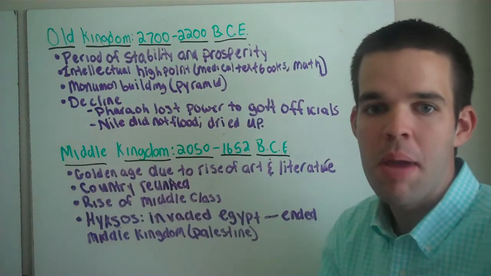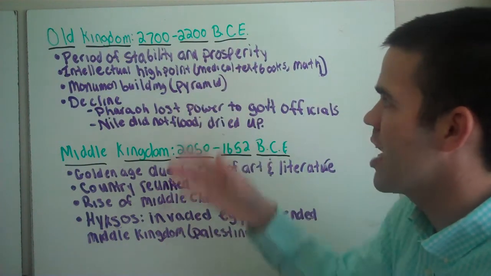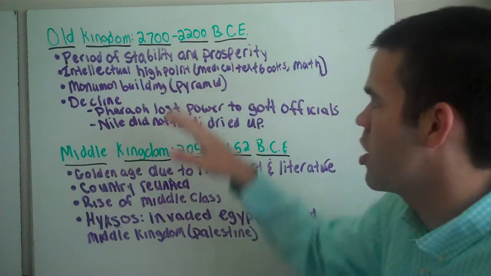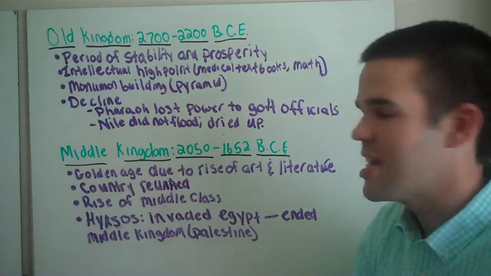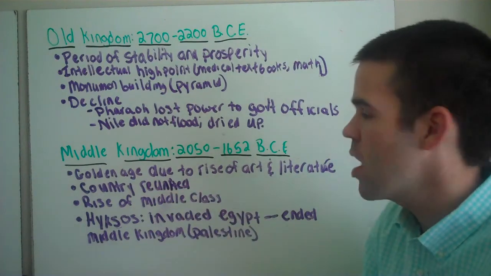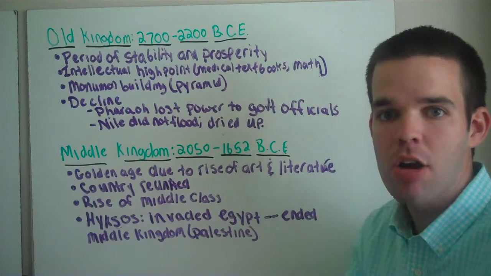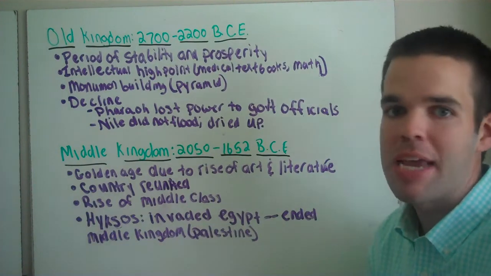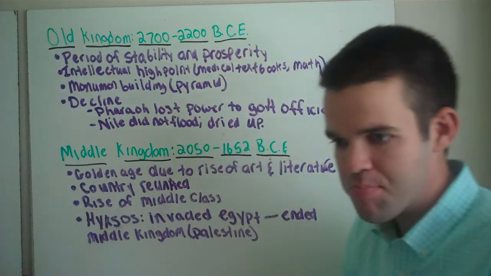Also, remember the Nile floods every year? Well, the Nile did not flood for several years during the Old Kingdom. As a result, the area around the Nile dried up, and crops were not able to grow. So people became hungry and began to rebel and began to look for other areas. So as a result, the Old Kingdom ended.